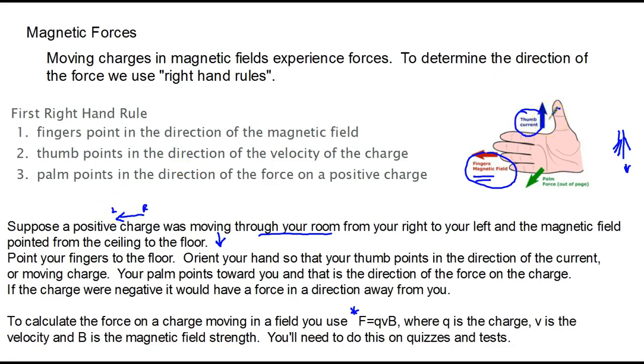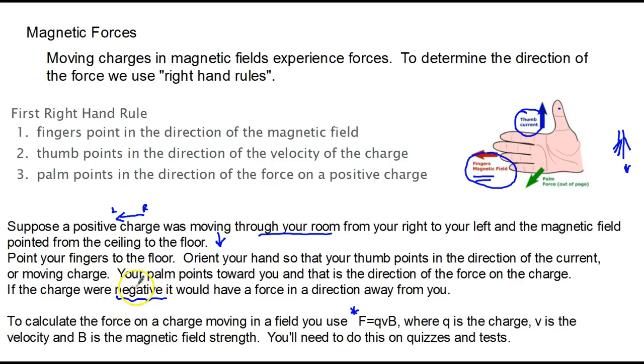If I have my fingers pointing towards the floor and my thumb pointing towards the left, then my palm is actually pointing towards me, or towards the wall behind me. And that is the direction of the force on a positive charge. It would be towards me or towards the wall behind me. If that charge was negative, then the force would be away from you, towards the wall across from you in your room.